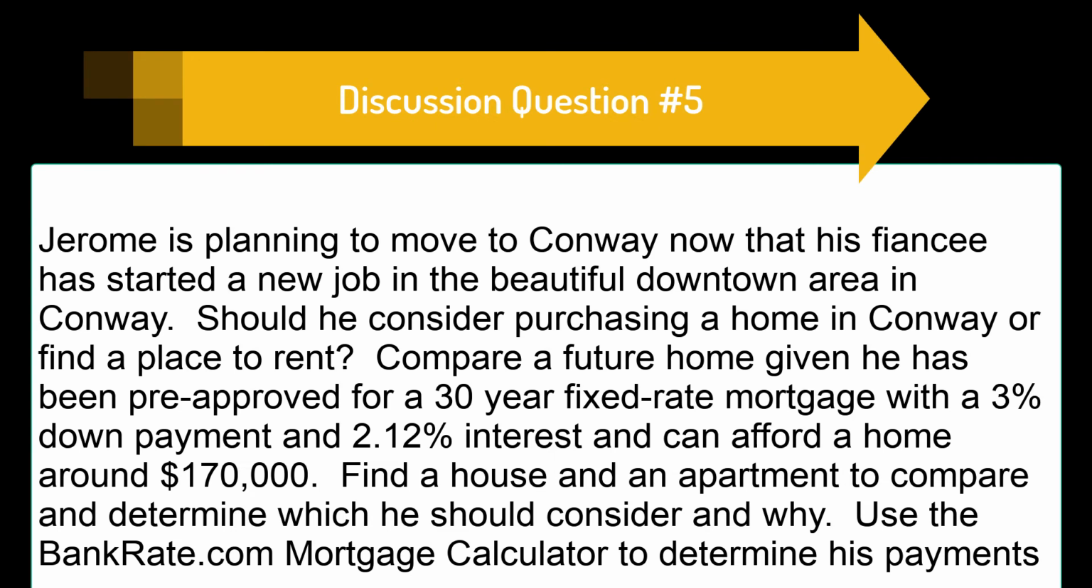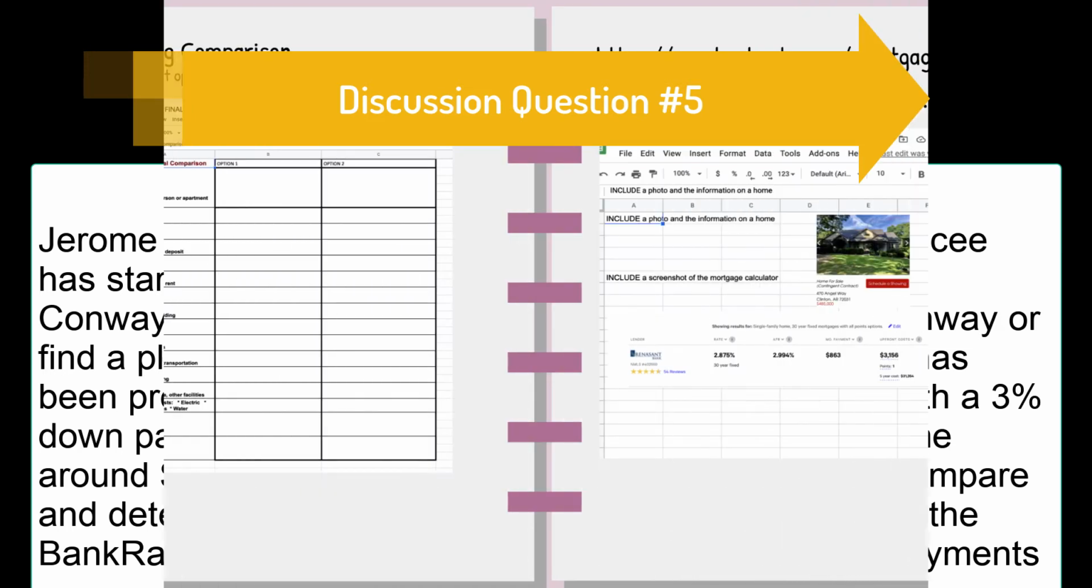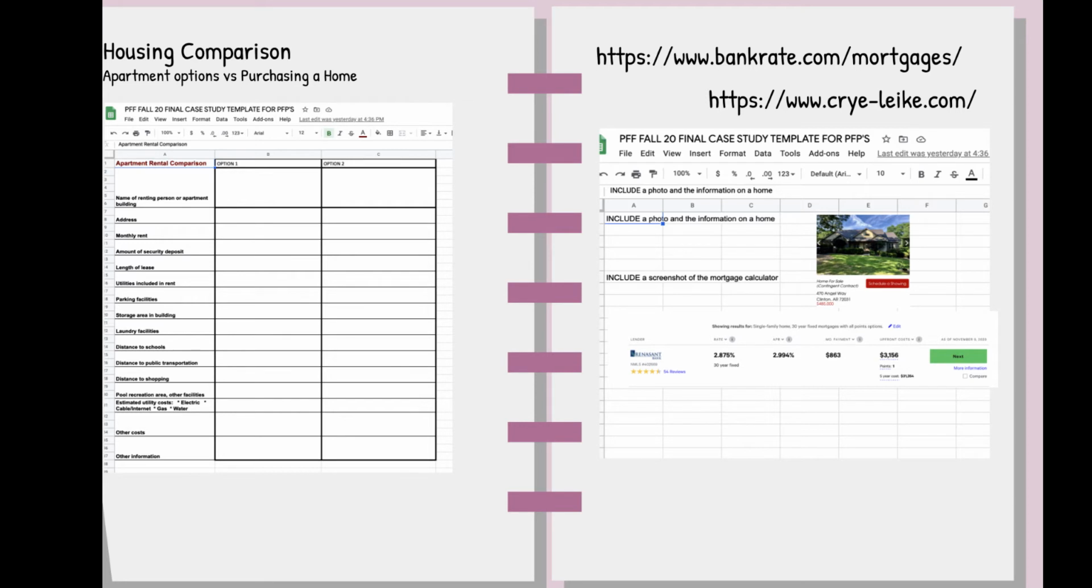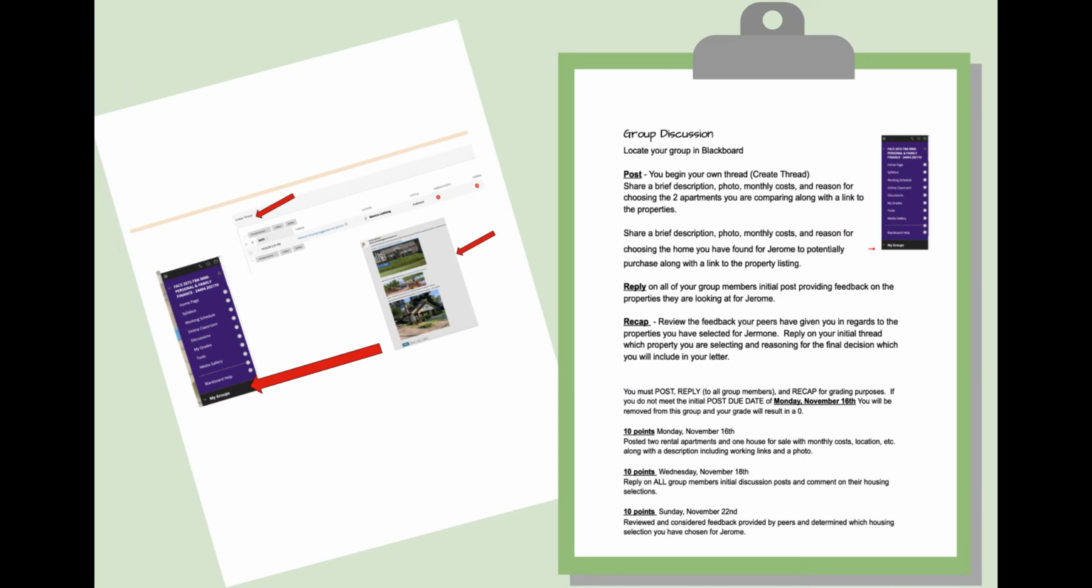On to discussion question number 5. Here you're going to determine whether Jerome should move to Conway. If he does, what options are available as far as rental compared to apartments in Conway? And then what if he wanted to purchase a home? What would his payment be per month given this information, as well as show me what he can afford? There is a PFP for this, as well as a group discussion in which you'll be able to compare with other peers, as well as make the right decisions based on more options.